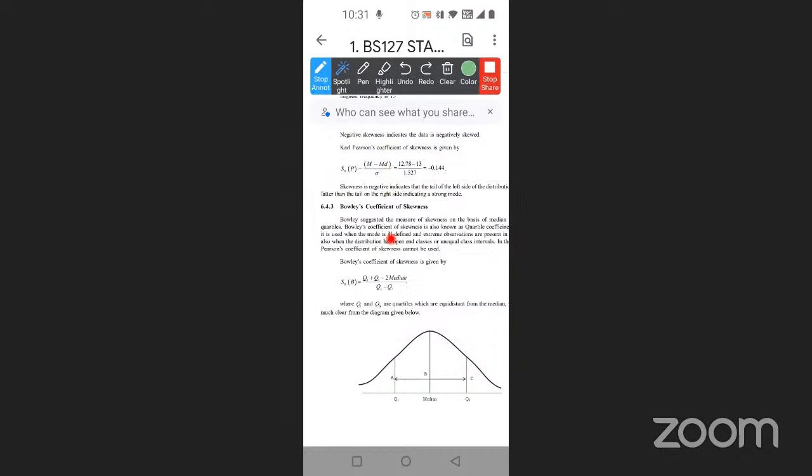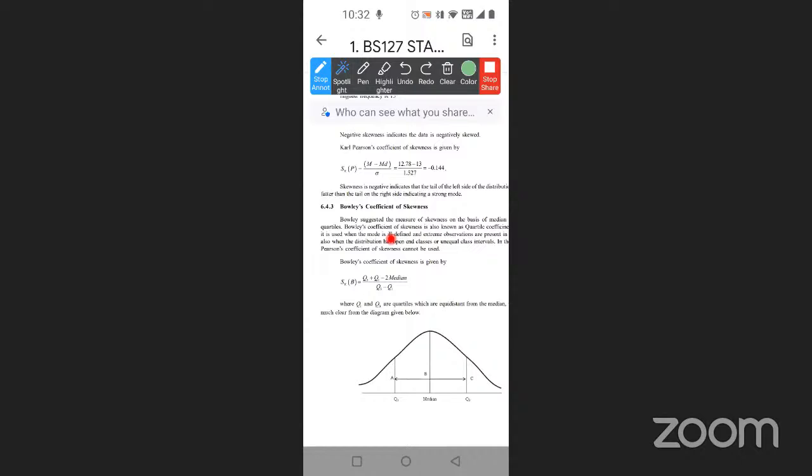Now coming to Bowley's coefficient of skewness, on page number 101. Bowley's coefficient of skewness is based only on quartiles. Q1 is the first quartile, Q2 is the second quartile, which is known as the median, and Q3 is the third quartile or upper quartile. Q1 is the lower quartile, Q2 is the middle quartile or median, Q3 is the upper quartile. Bowley suggested the measure of skewness on the basis of median and both the quartiles. Bowley's coefficient of skewness is also known as the quartile coefficient of skewness.